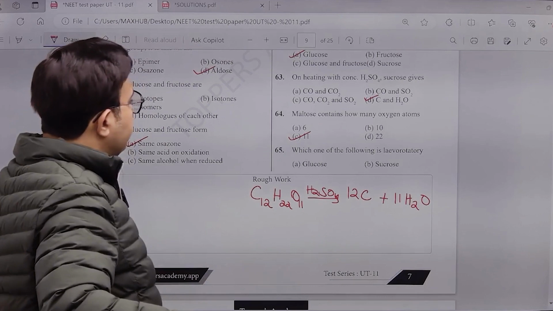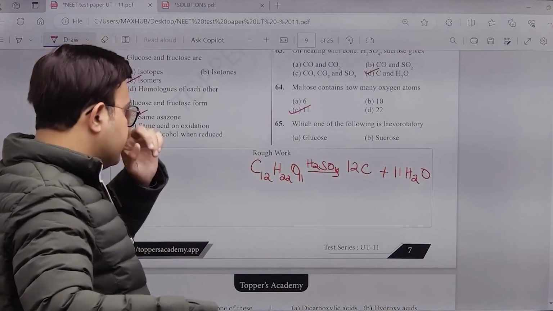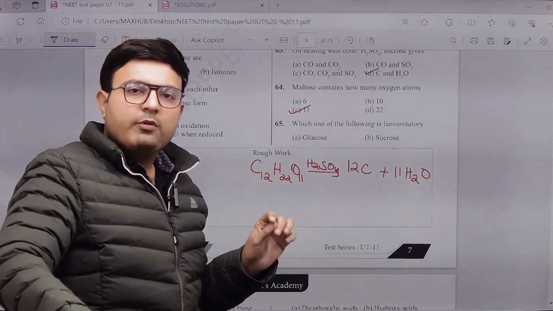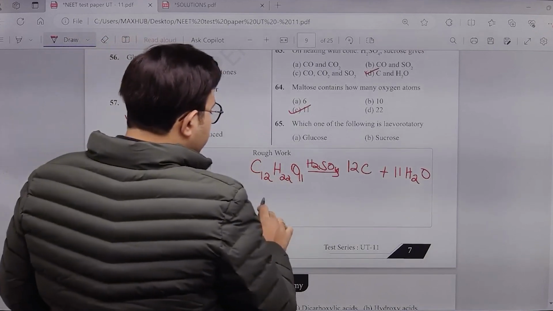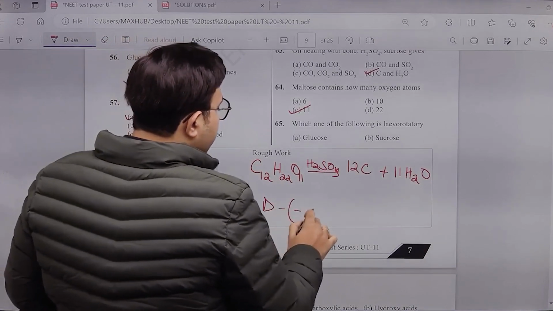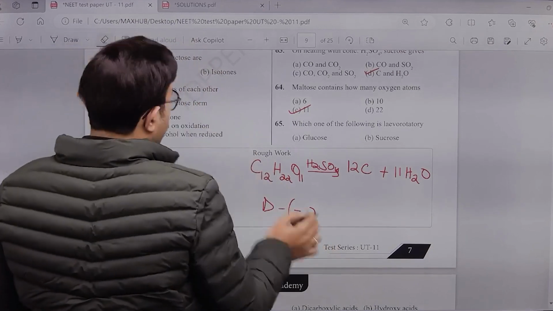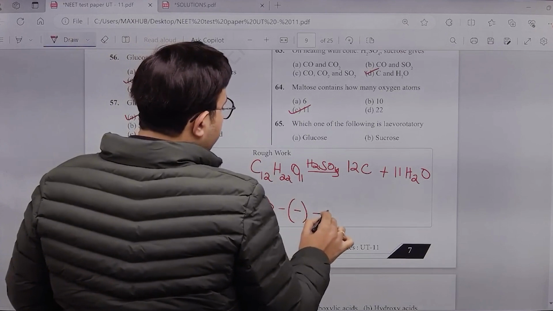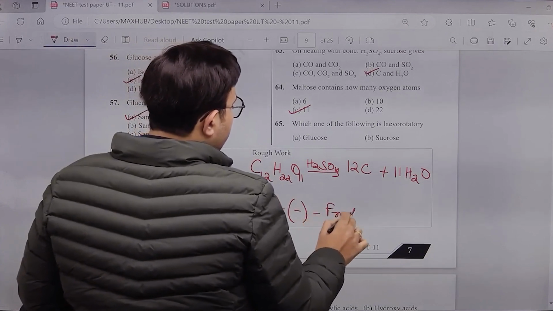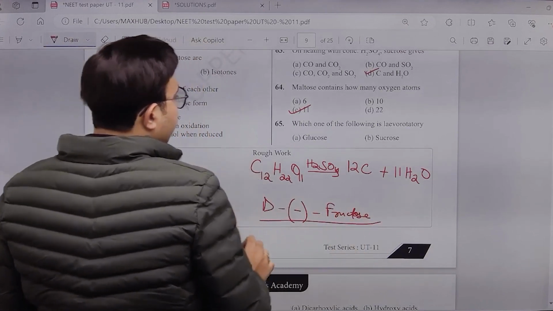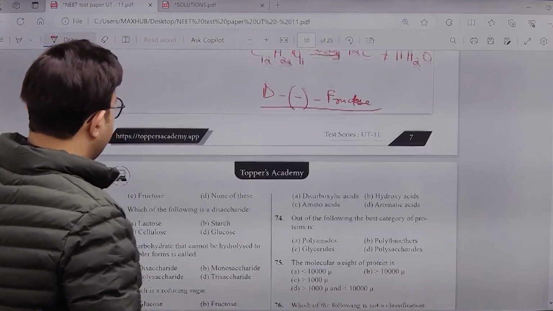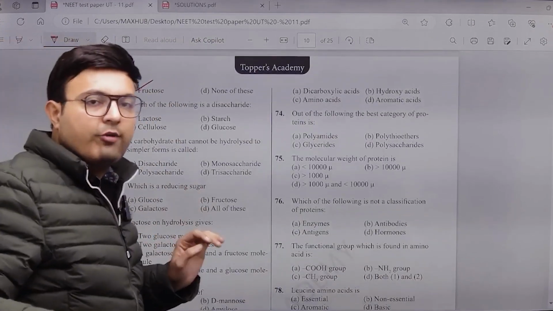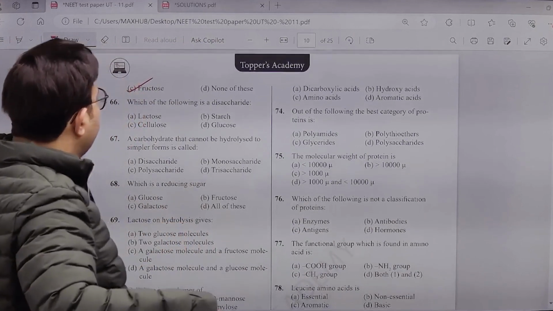Next question is, which of the following is levorotatory? Okay, so one of the levorotatory carbohydrates is fructose. It exists in the form of D minus fructose. Minus represents levorotation. So where is the answer? Fructose, we'll see the options. So C is the option, fructose. So C is the correct answer for this. We'll go to the next question.